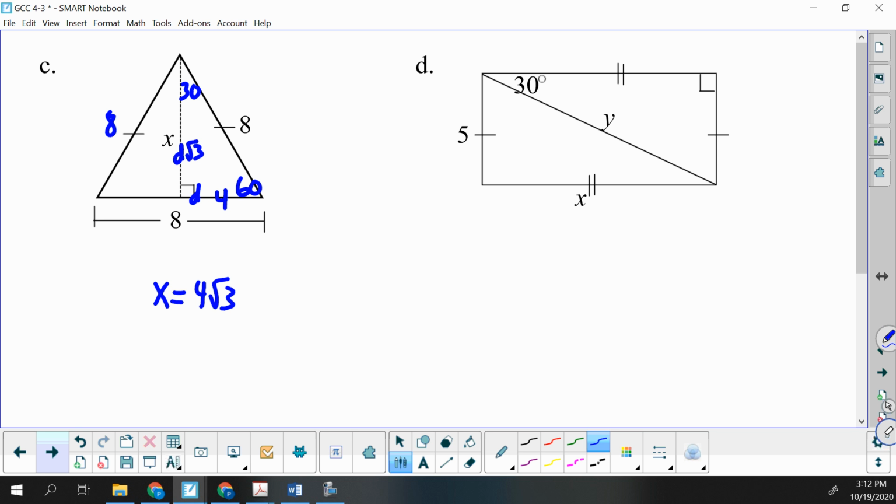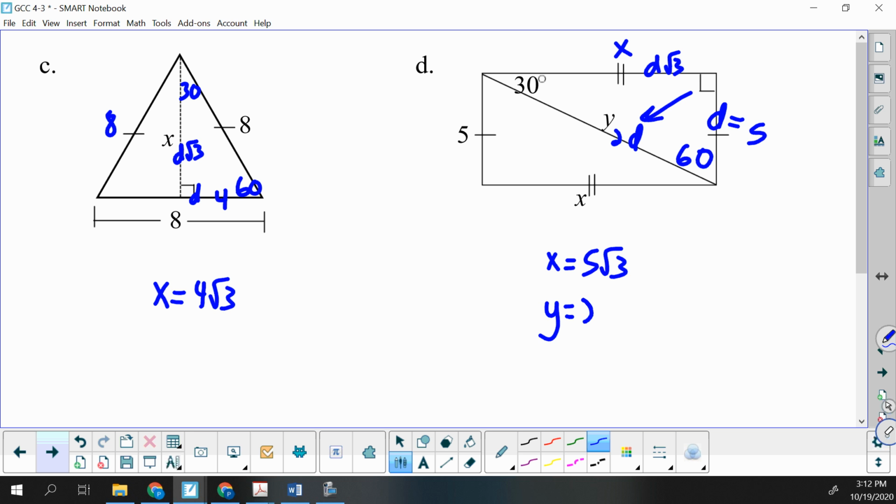So some things we know in this picture. This should be 5. This could also be called x, and this could be 60. Across from the 30 should be our d, so d is 5. Across from 60 is d square root of 3, so x should be 5 square root of 3. Across from the 90 should be 2d. So y should be equal to 2 times 5, or in other words, 10.